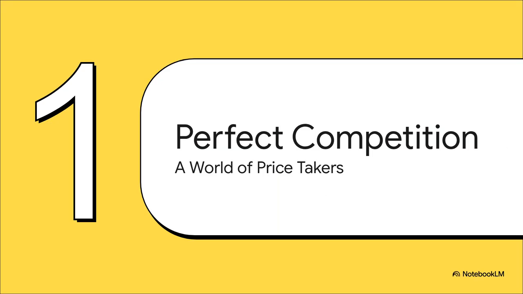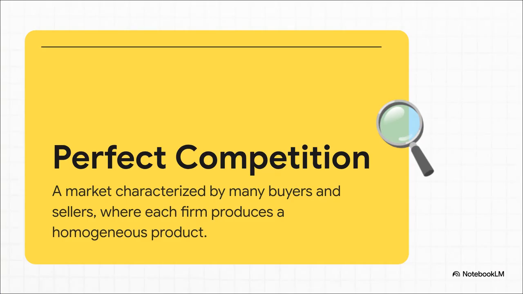Let's start at one extreme end of the spectrum. Imagine a world filled with nothing but price takers. This is what economists call the ideal of perfect competition. You can think of it as a kind of theoretical baseline that helps us make sense of all the other, messier market types. So what exactly is it?